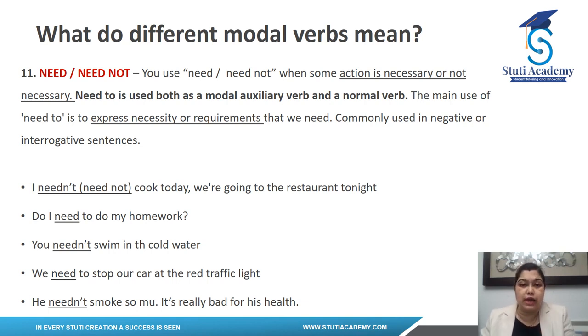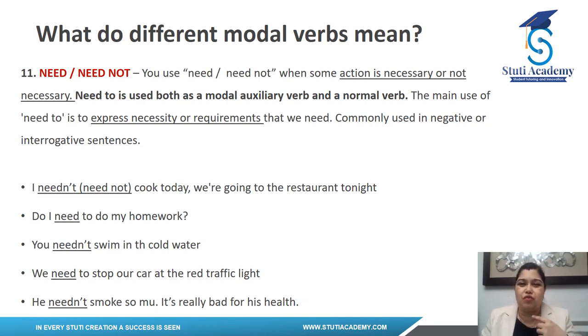Now let's have a quick look at the examples. I needn't cook today. We are going out to the restaurant tonight. So needn't or need not. I am saying I don't have the necessity to cook today. Do I need to do my homework? So what am I doing? Asking you a question, asking you the necessity. Do I really need to do my homework? Now you guys must be asking this question to your parents, huh?